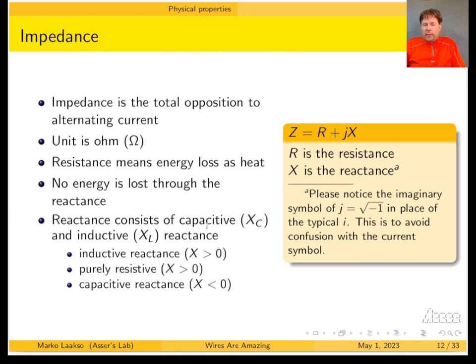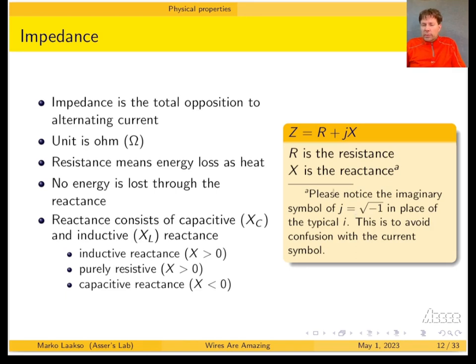Reactance consists of capacitive reactance and inductive reactance, and the net balance between them determines whether we speak about inductive reactance, and that's when the inductive reactance dominates and the reactance has a positive value. Then it's purely resistive when the reactance is 0, that is, the inductive and capacitive reactances are equal, and the reactance is capacitive when the net reactance is negative.